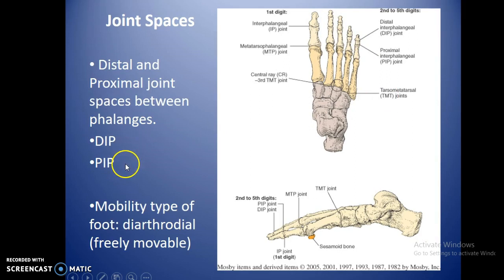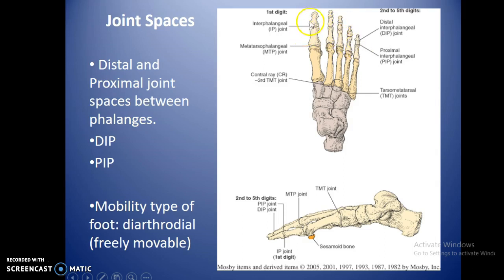We also have the DIP and PIP joint spaces. Those are exactly the same as in the hand. So the DIP joint spaces are going to be on the distal phalanxes, in between the intermediate and distal phalanxes on there. Your proximal interphalangeal joint spaces will be these spaces between your proximal and intermediate phalanges, going all the way down through here.